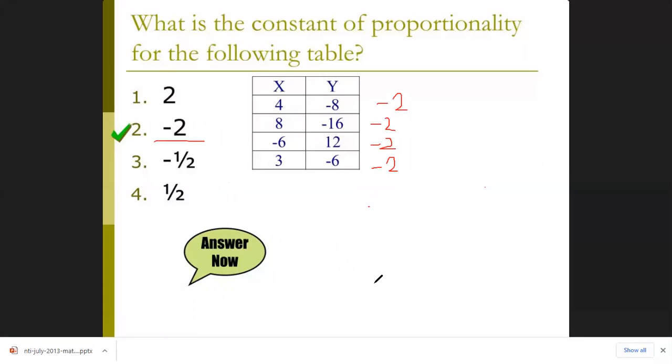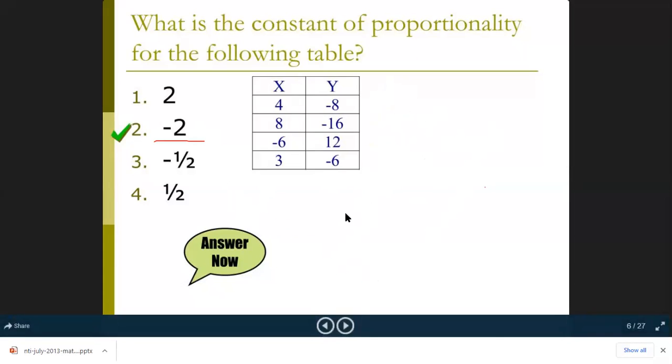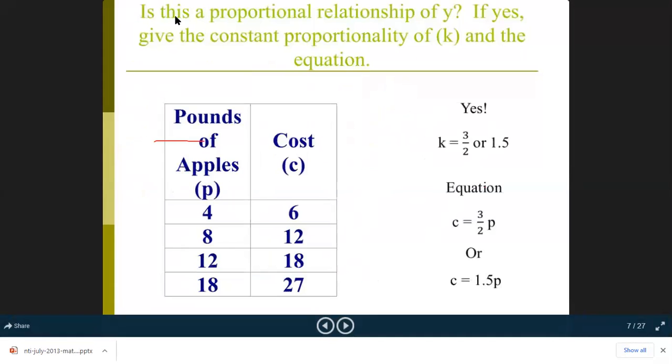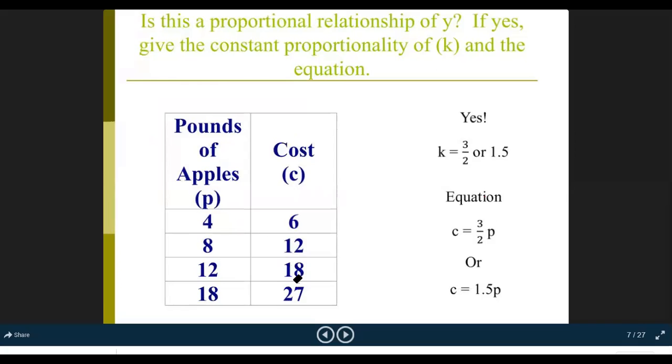In this question, I didn't ask if this is a direct variation or not. We were asking only about the constant value, exactly. Okay? Here in this question, is this a proportional relationship of y? If yes, give the constant of proportionality k and the equation. So in this type of question, I'm going to ask you to say if this relation in front of you represents a proportional relationship or not.